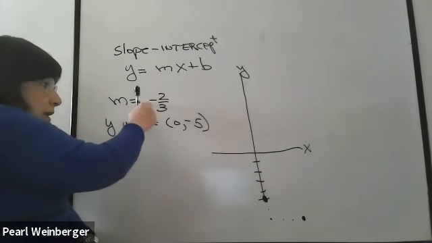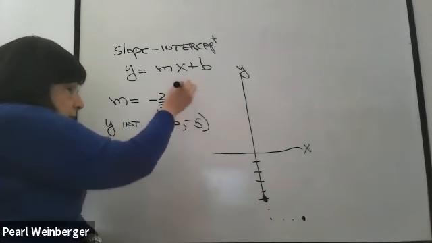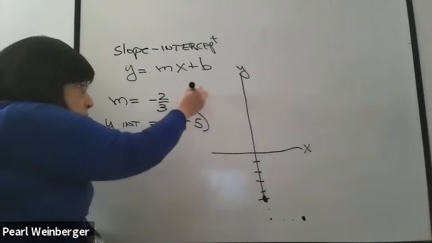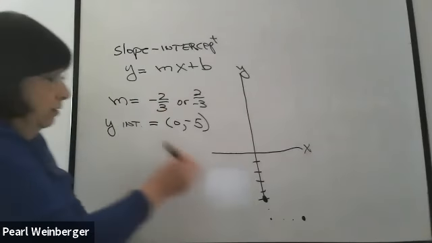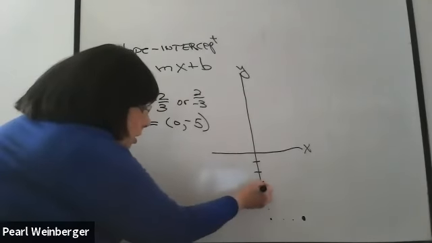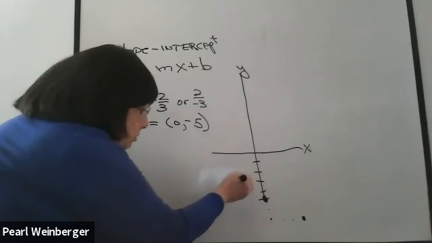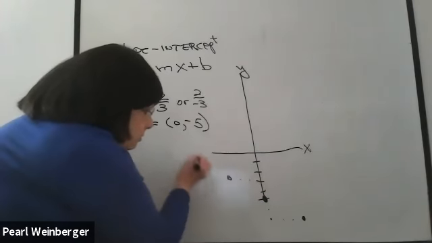Because then I'm putting the negative. Or I could do it by going 2 over -3, because it means the same exact thing, which means then I could go up 2 and 3 to the left. And here's my line.